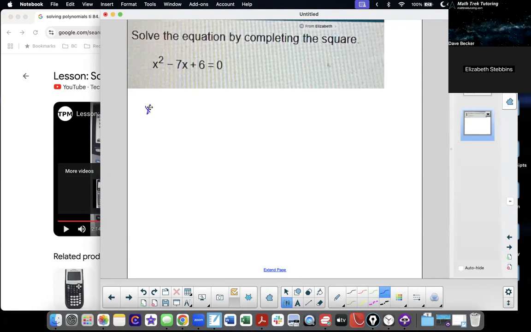So what we do is we move the 6 over. I'm going to leave a blank space here on purpose. We take the coefficient of the middle term, here just a little bit of scrap work, and we divide it by 2, and we square it. And we get 49 over 4. You good? Yes. So we're going to add 49 over 4 to both sides.